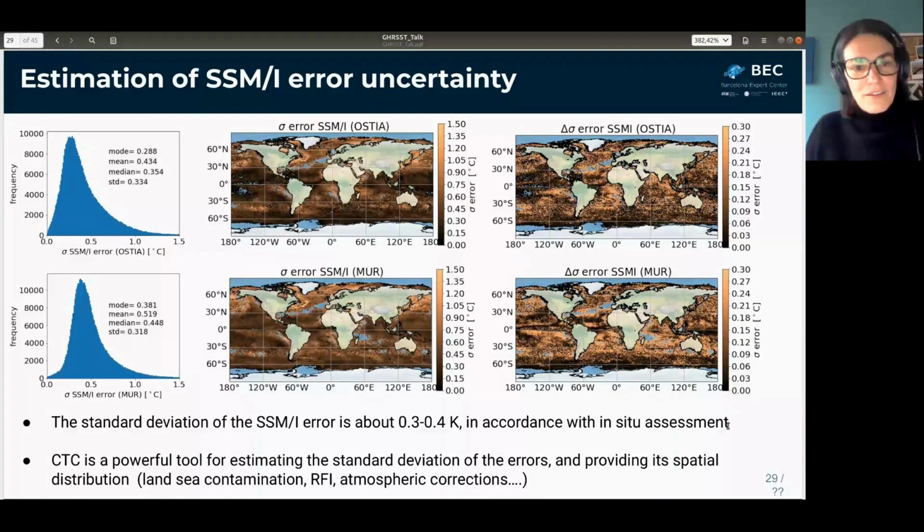I hope that with that we can show you that the CTC is a powerful tool for estimating the standard deviation of the errors and providing its spatial distribution, and this can give us some hints of the source of the error, if it's land sea contamination, RFI, or maybe due to the atmospheric corrections, etc.